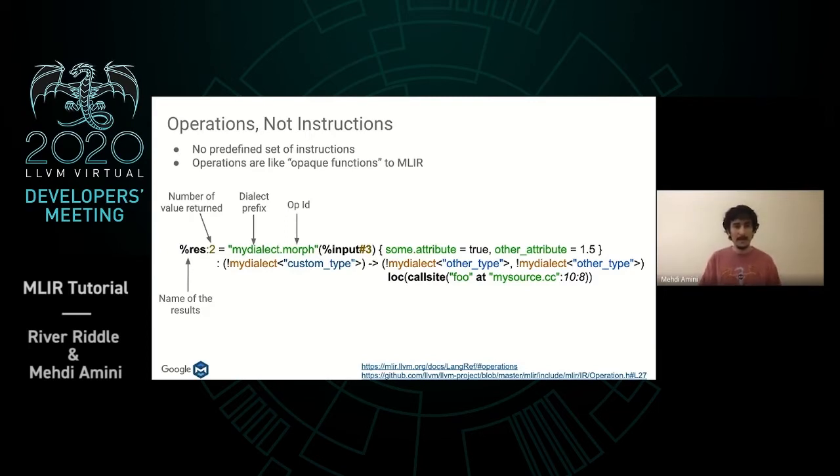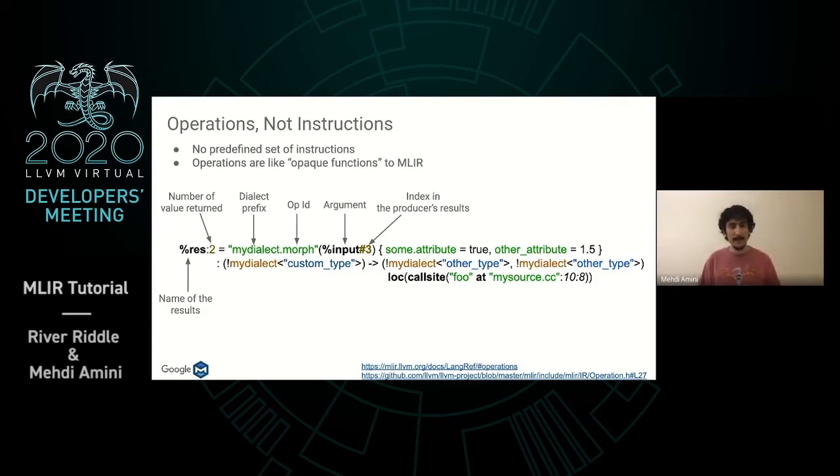After the operation name, in between parentheses, you have the argument list. And this is a comma-separated list of SSA values. And you can see that there is the name of the SSA value, but there is also an index. And that's because, since an operation can return multiple SSA values, we need to distinguish them. Here, we're going to use the fourth result of the operation that produced input.